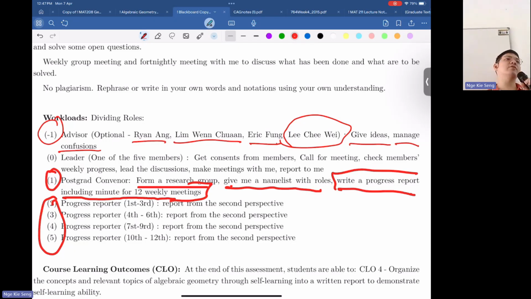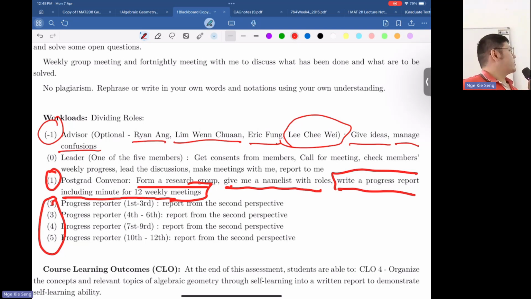Along the way, you will know what happens, especially when you work with the 2209 and 2304 students. They will tell you what happened in their projects. Any question or not? I haven't finished briefing everything.